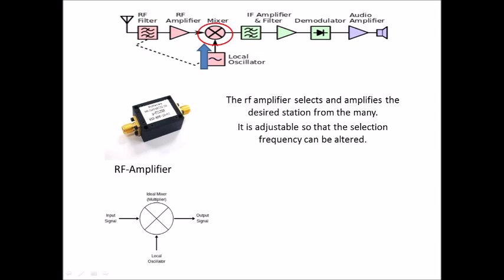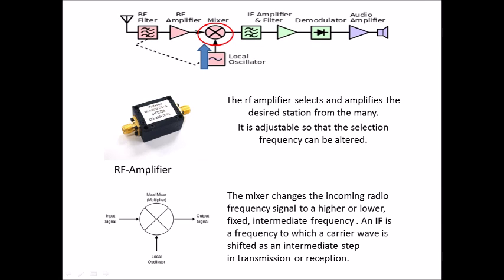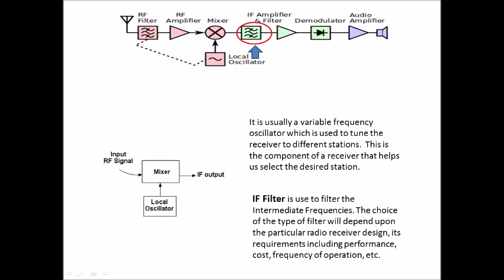After that, the partially filtered signal passes through the mixer. The mixer changes the incoming radio frequency signal to a higher or lower fixed intermediate frequency. An intermediate frequency is a frequency to which a carrier wave is shifted as an intermediate step in transmission or reception. This is created by mixing the carrier signal with the local oscillator. After the mixer does its work, the signal passes on to the IF filter. As the name suggests, the IF filter is used to filter the intermediate frequencies.